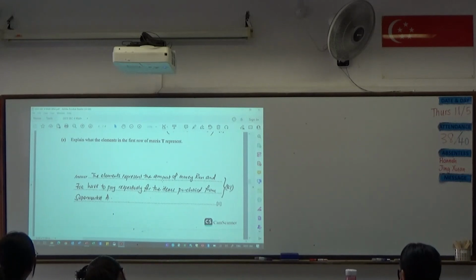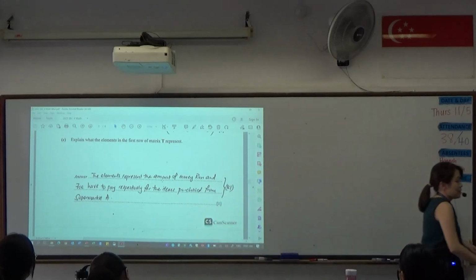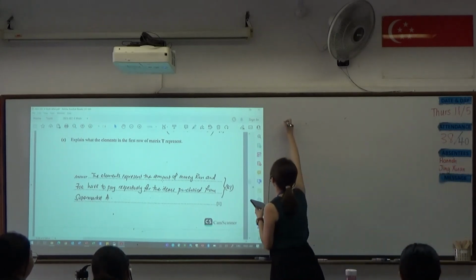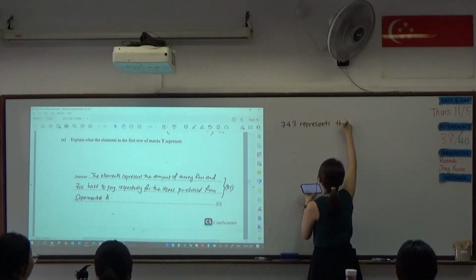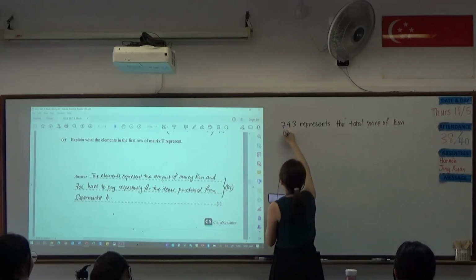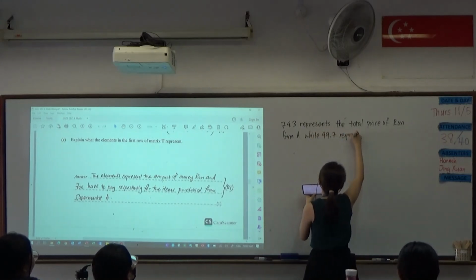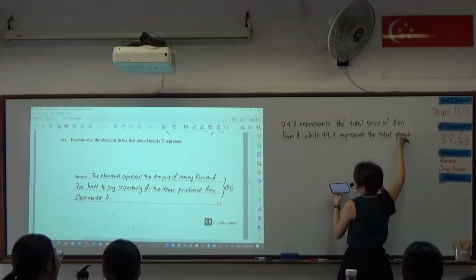So we say that it represents the amount of money that Ron and Zoe have to pay respectively for the items purchased from supermarket A. Now some of you write so poorly that it changes the context. I'll give you an example. I know who this is, but the person knows themselves already. Is this you, John? You all read this sentence and tell me what this sentence means.